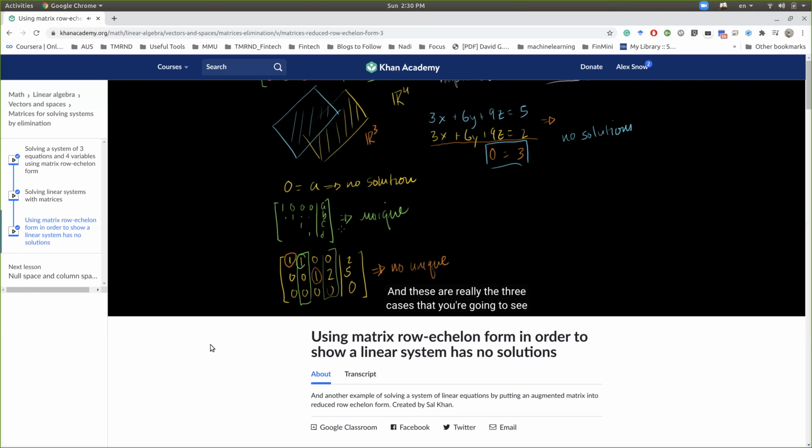These are really the 3 cases that you're going to see every time. It's good to get familiar with them, so you're never stumped when you have something like 0 equals minus 4 or 0 equals 3, or if you have just a bunch of rows of zeros. I want to make that very clear.